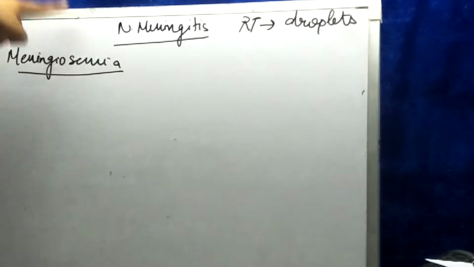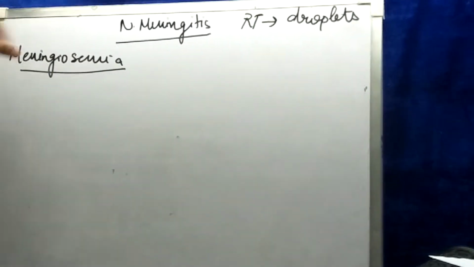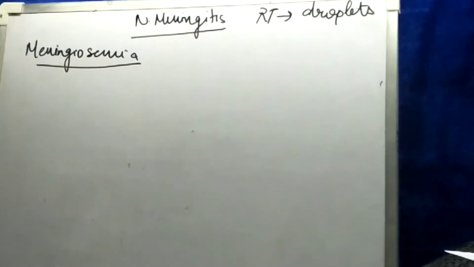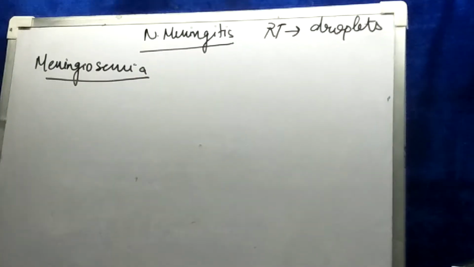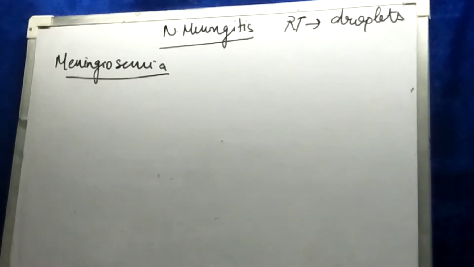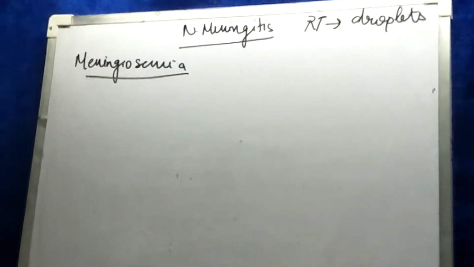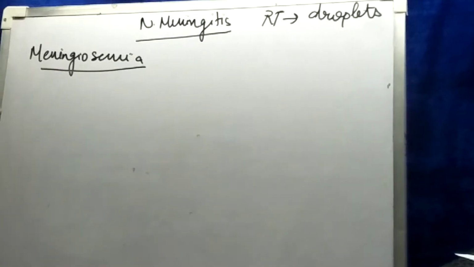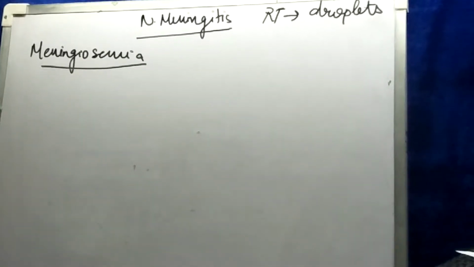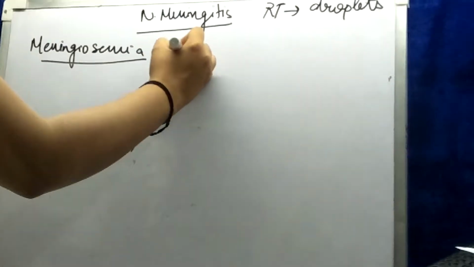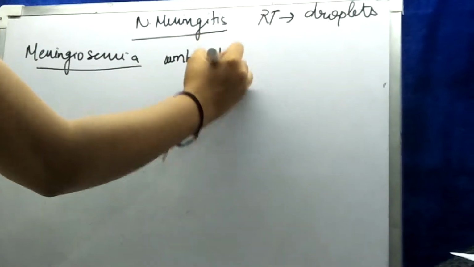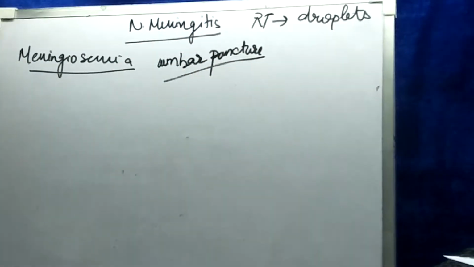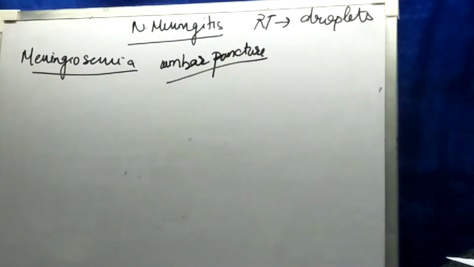Meningococcus basically attacks the CSF of the body, which we can take out and investigate through lumbar puncture, and it causes meningococcemia. I have told you that we can check it by lumbar puncture. So this was the introduction. Let us go into the details.